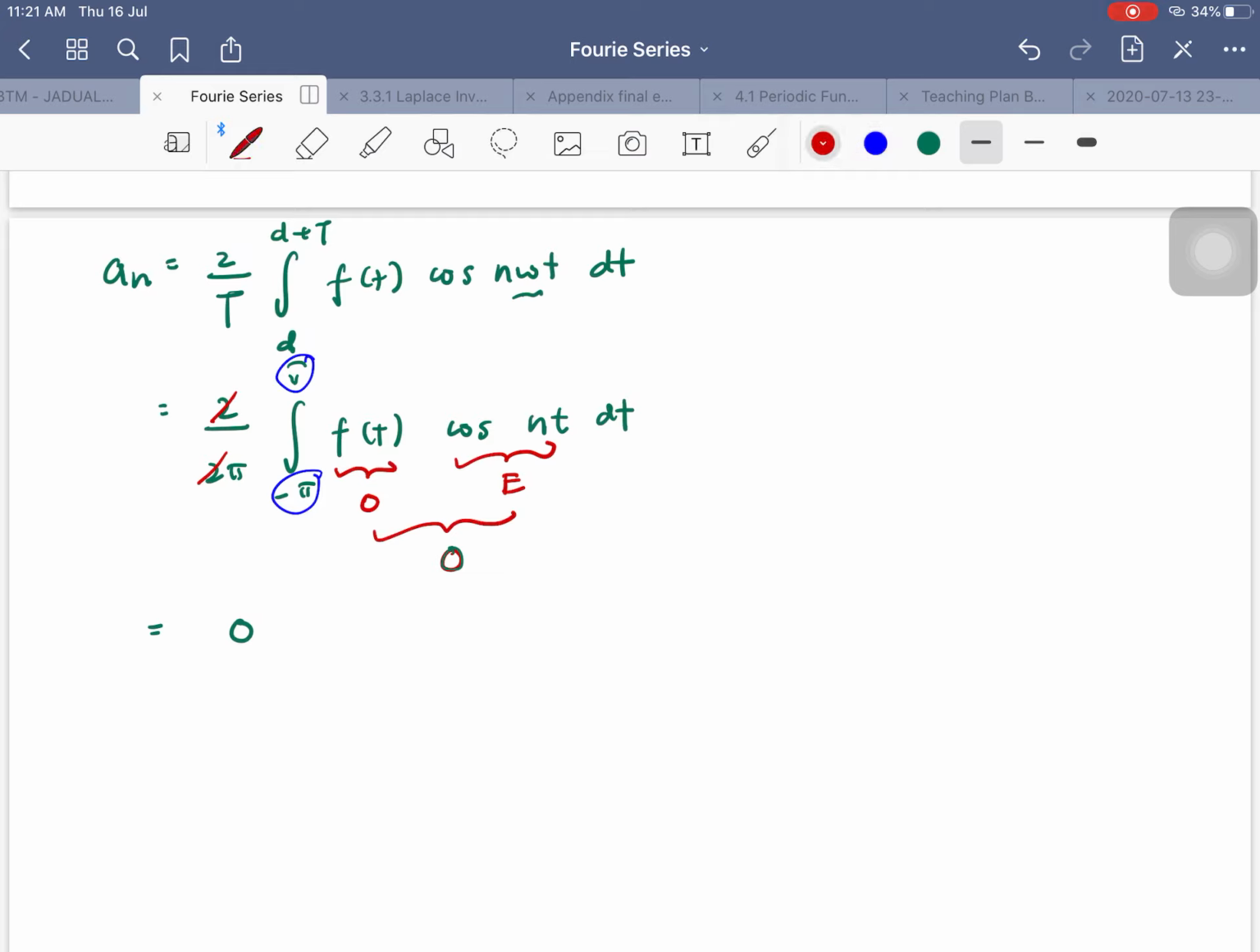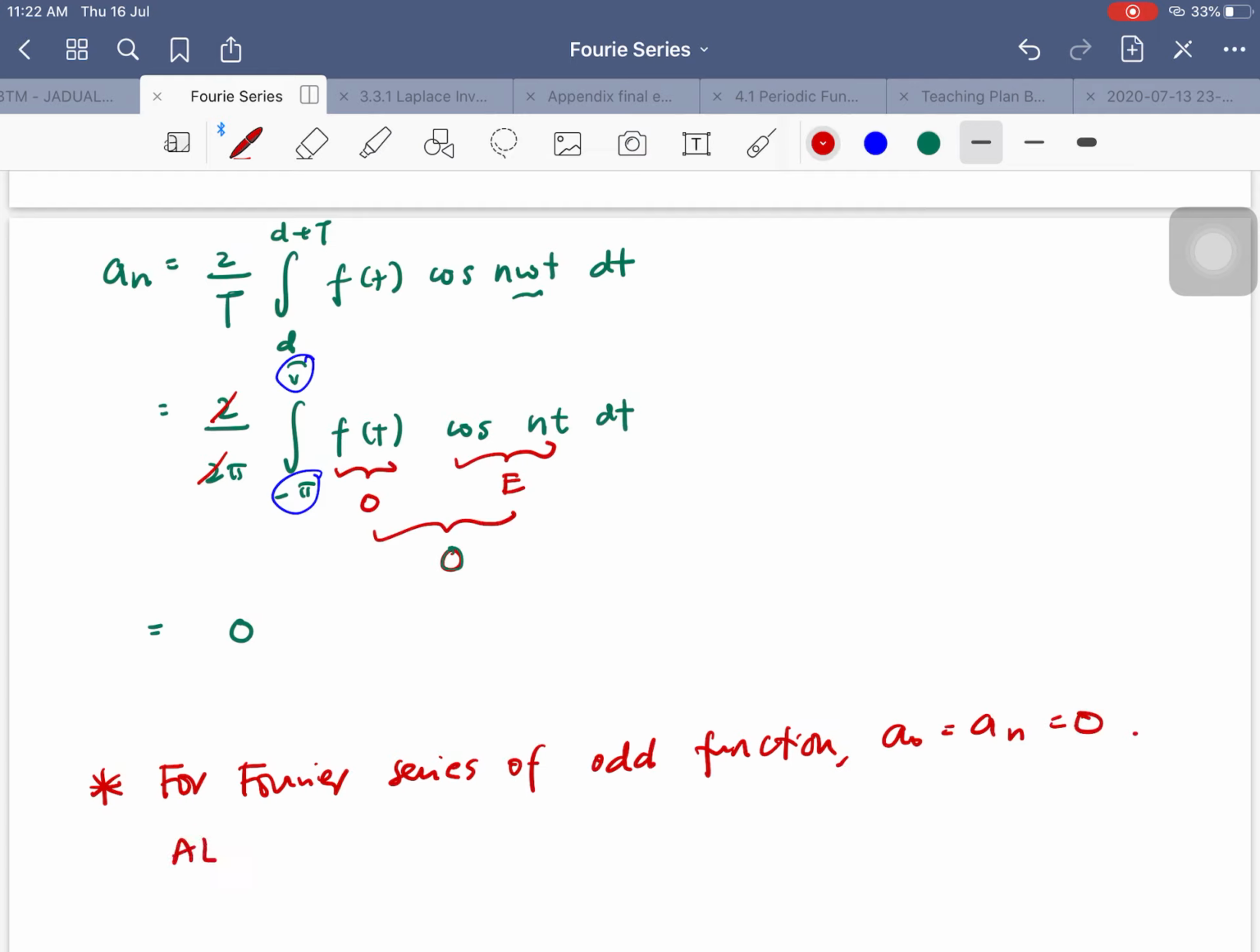However, let me put a note over here. When you find the Fourier series of an odd function, a naught and an are always going to be 0. So I put it over here. Always, every single time. If you sketch the function and you figure out it's an odd function, automatically your a naught and an are going to be 0.